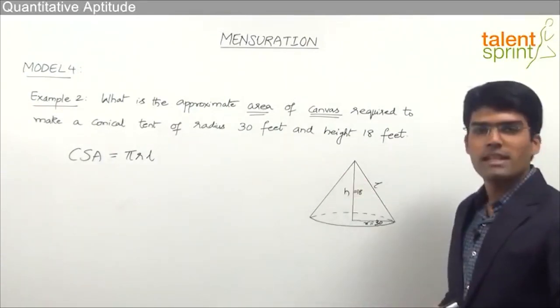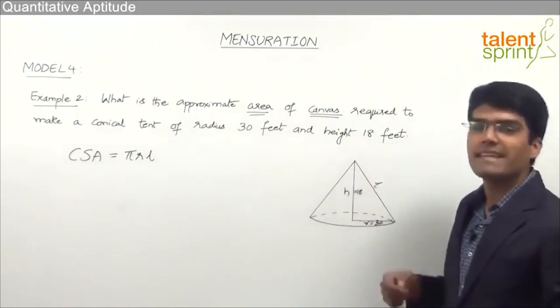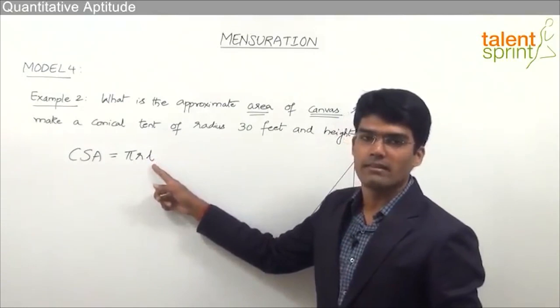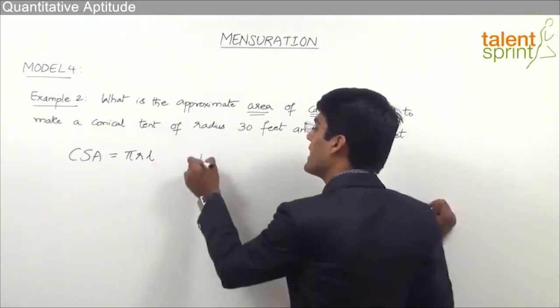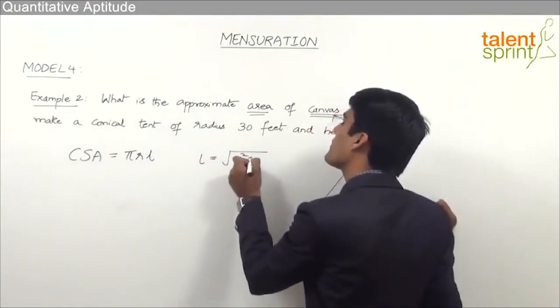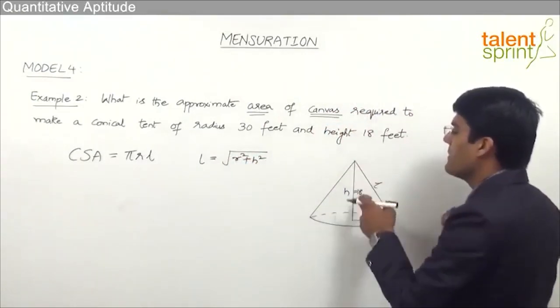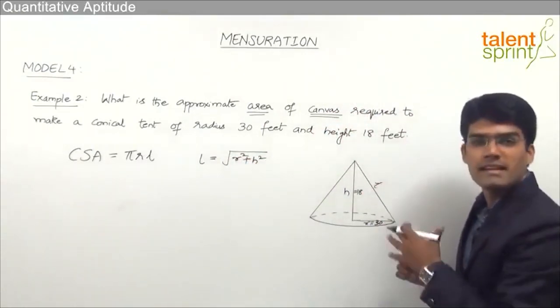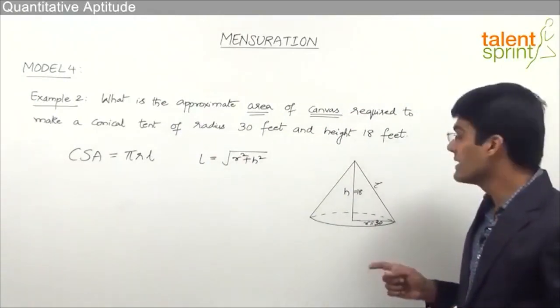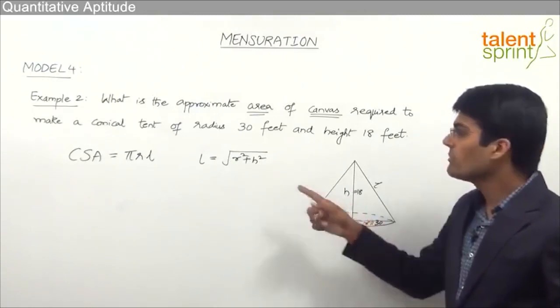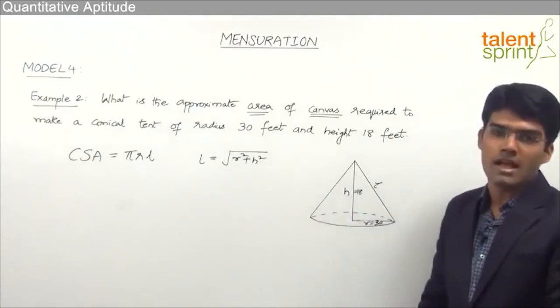Now from the question we know that radius is 30 feet and the height is 18 feet. And in the answer here, radius and slant length L is required. And slant length L can be calculated as root over r square plus h square. Why? Because slant length, height and radius make a right angle triangle. And in any right angle triangle, the Pythagoras theorem holds true. That is, hypotenuse square should be equal to base square plus height square. So going by that, we can say L equals root over r square plus h square.